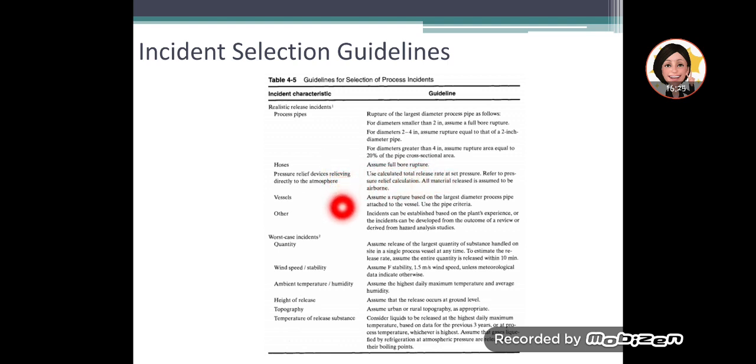So we have a few guidelines for what we assume when we do risk assessment. In some cases, we have to do worst case incidents, so we have certain assumptions that we have to take into consideration.